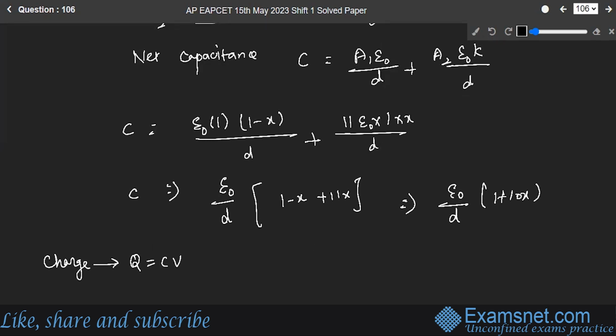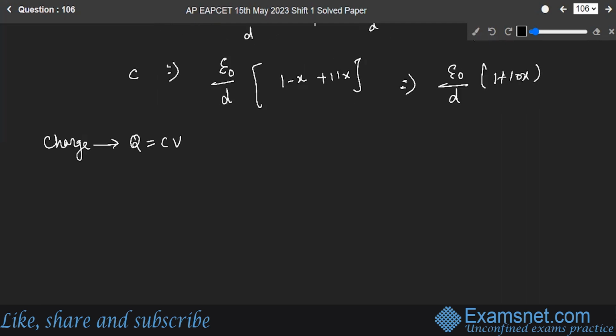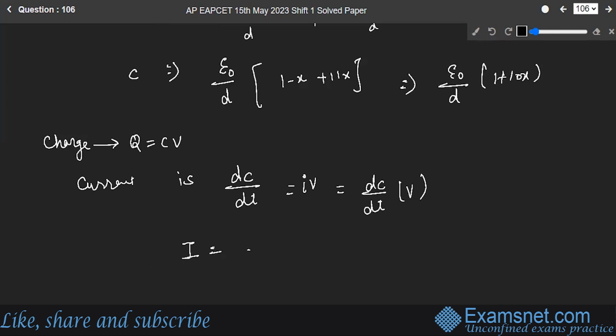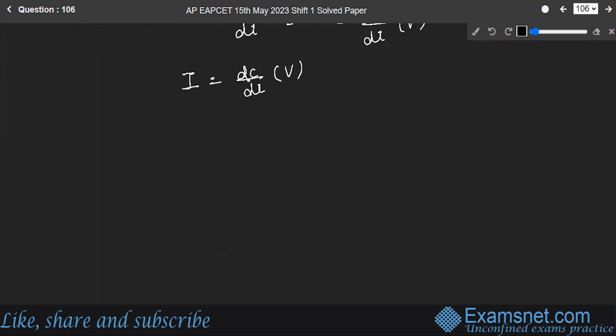Charge is given by Q is equal to CV, and current is dQ upon dt, that is I, so this is equal to dC upon dt into V. Okay, that is equal to current. So you have this is equal to V.